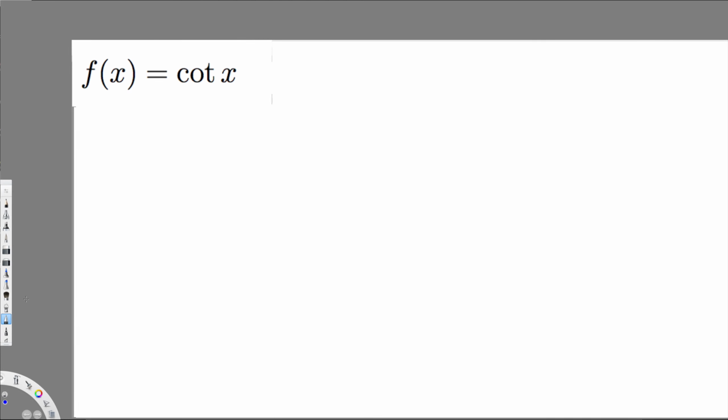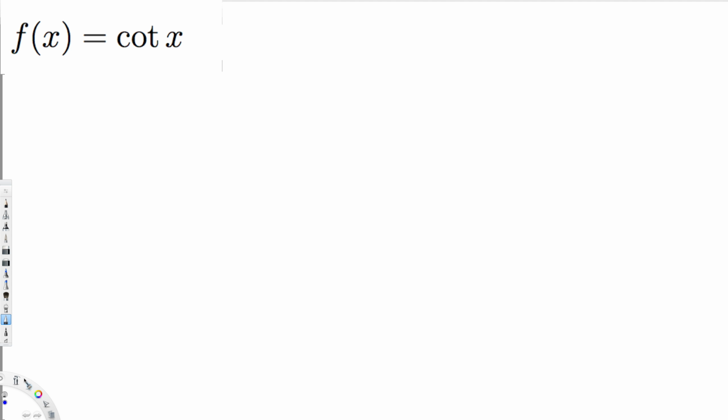Hi guys, we have this question right here. The question is asking to solve this one using the definition of derivative. So let's see how we can do this. First of all, I select this. Okay, let's do this. First of all, I write the definition of derivative.